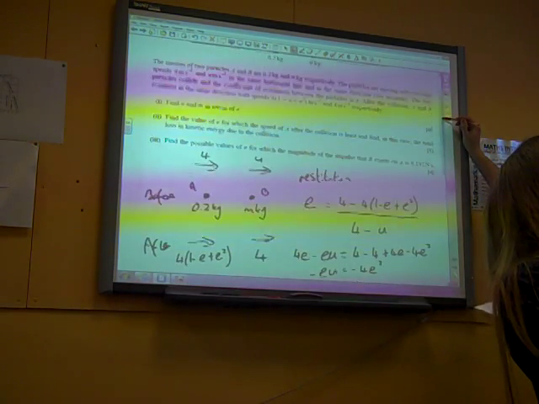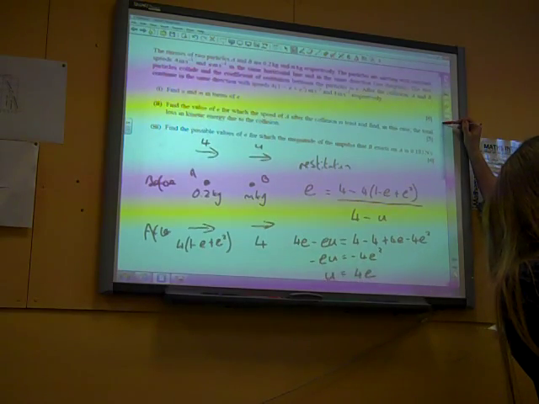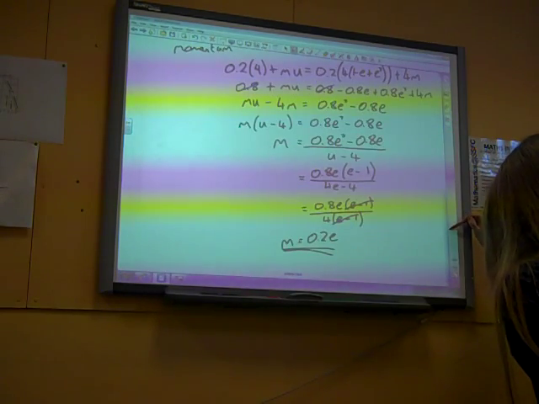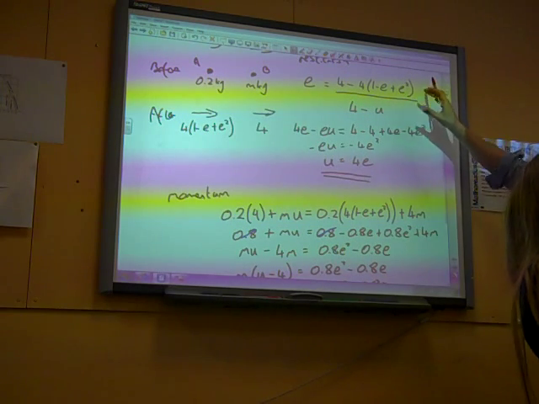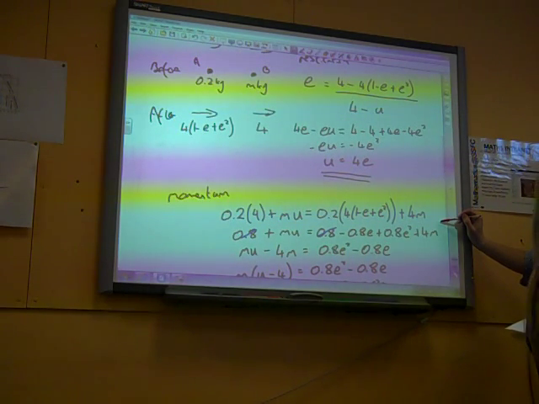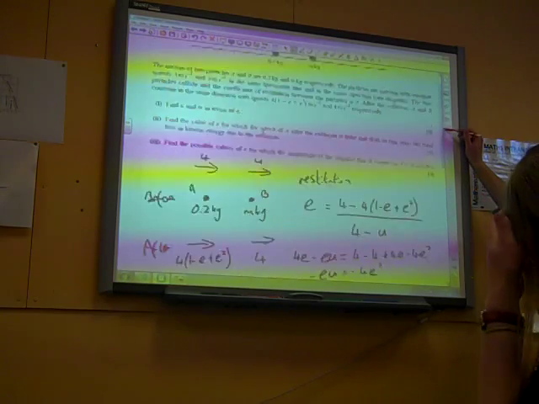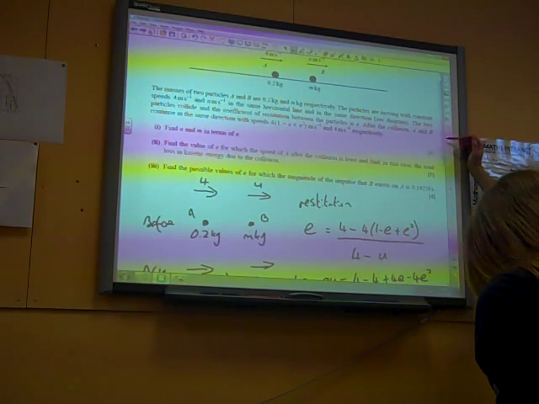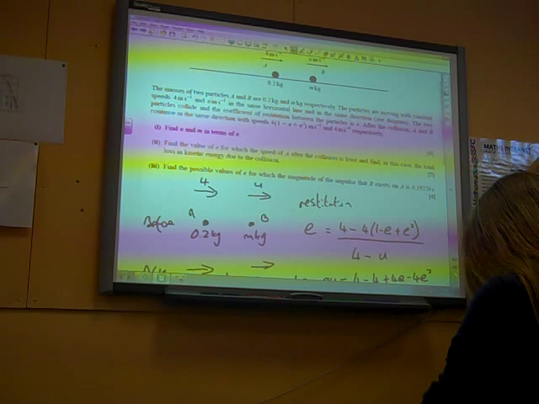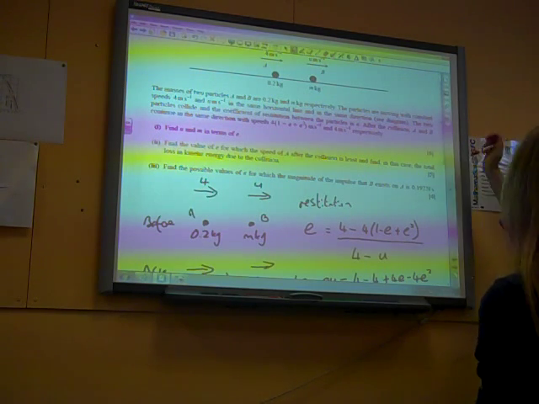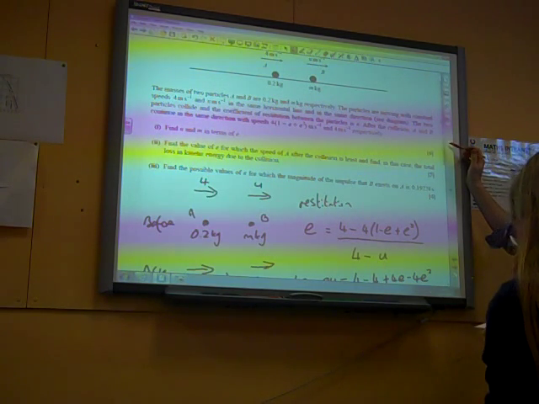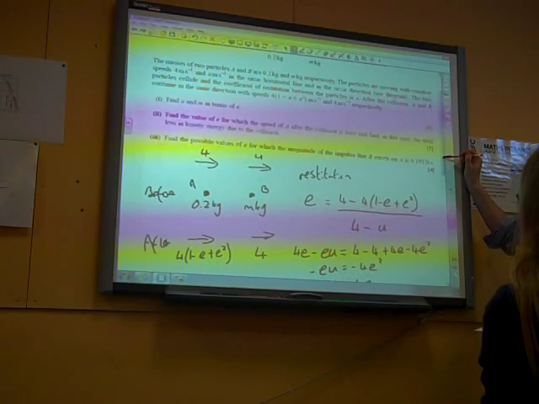It's only the first part though. That was 6 marks. But can you see how actually setting up the equations wasn't difficult? It was just messy, massive algebra to wade through to get to some sensible answers. Now, find the value of e for which the speed of A after the collision is least. And find in this case the total loss in kinetic energy due to the collision.